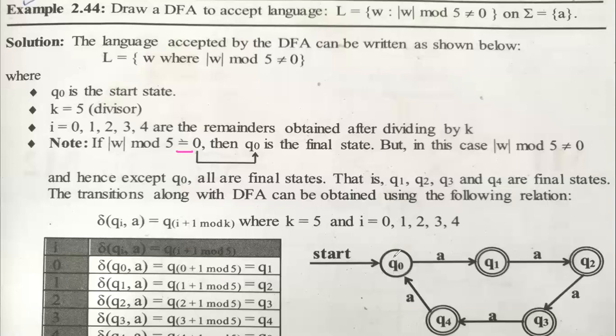So that is what the problem is about: string length divisible by k. The string length is considered here, and we are dividing it by k, exactly. If this is the kind of problem, it should be solved in this pattern. Clear? Okay, students. So this is it for now. We'll meet with the next problem. Okay. Thank you.